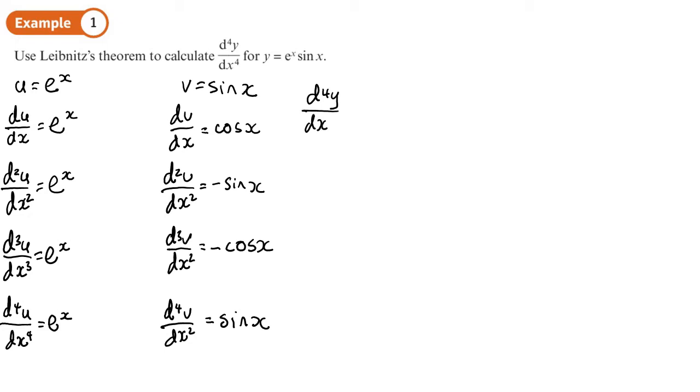d4y over dx4. Now, to work out the coefficients, I'm just going to use Pascal's triangle. Much easier. It's only the fourth derivative. Right, so these are the coefficients that I want: 1, 4, 6, 4, 1. So I start off with u, we'll write u, won't we? e to the x. So the first term will be e to the x, and that gets multiplied by the fourth derivative, sine x.